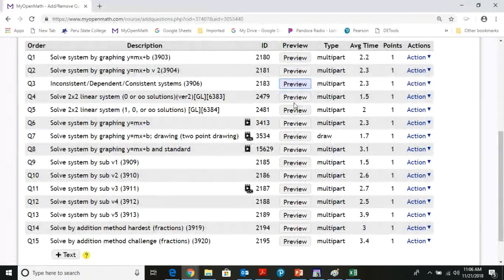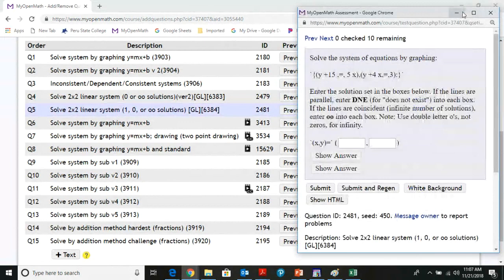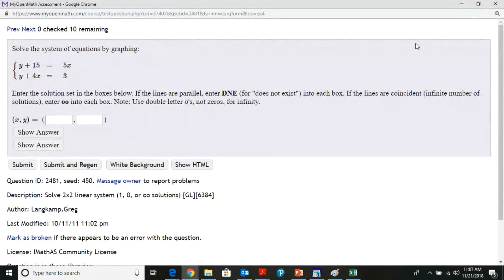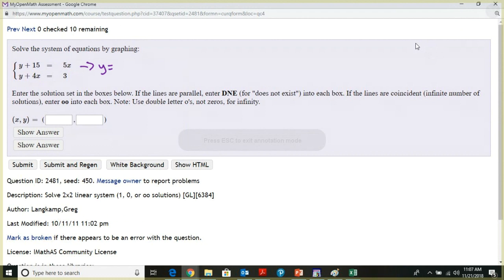All right, so the next one is the same type of question. How about we do number 5? So, same question as the last one. I just want to see if we get one that's not perfect. And again, we can do this in any number of ways. I'm just going to do substitution again. I just like substitution.